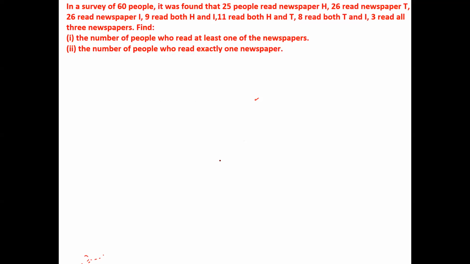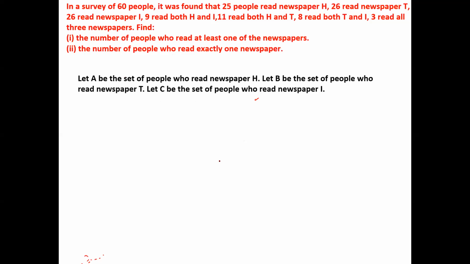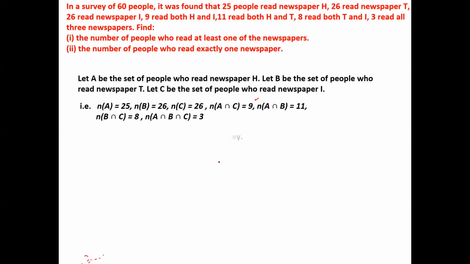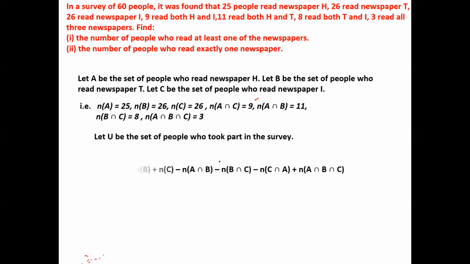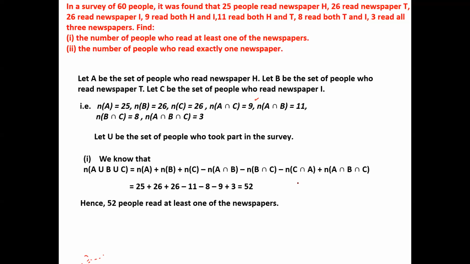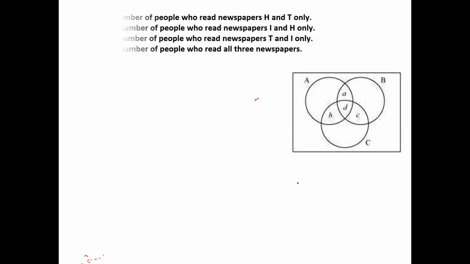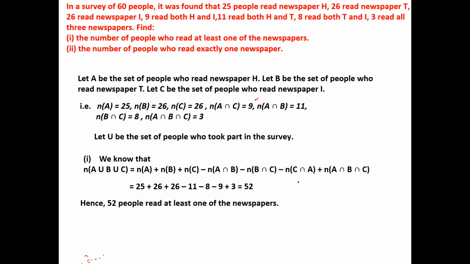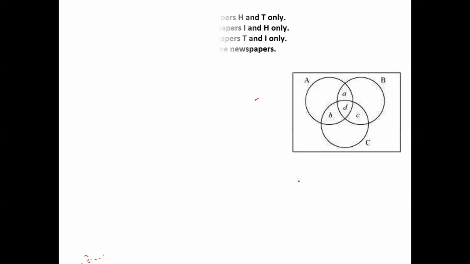This is a very important question. This can definitely come for a competitive exam. This is the number of people who read at least one of the newspapers. This is a formula method. Now we are doing it by Venn diagram. Please read the question: the number of people who read exactly one newspaper.